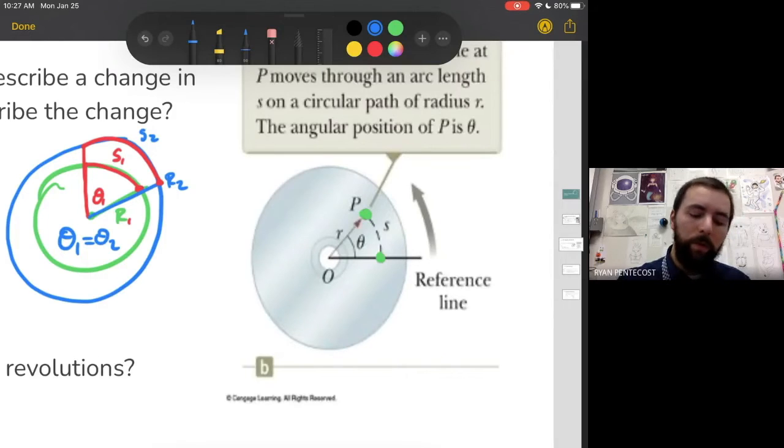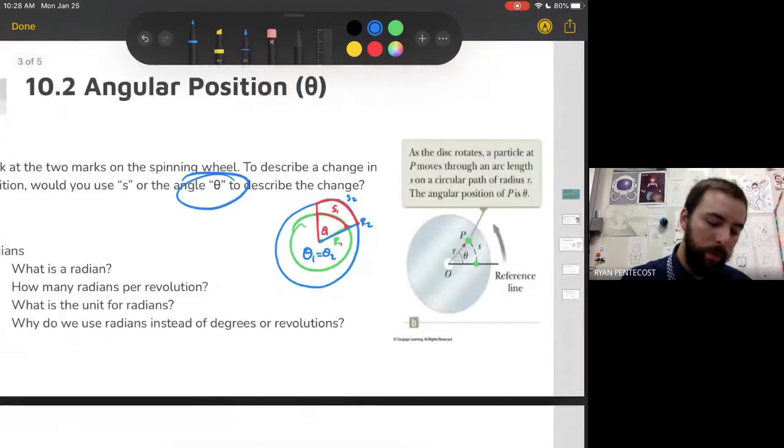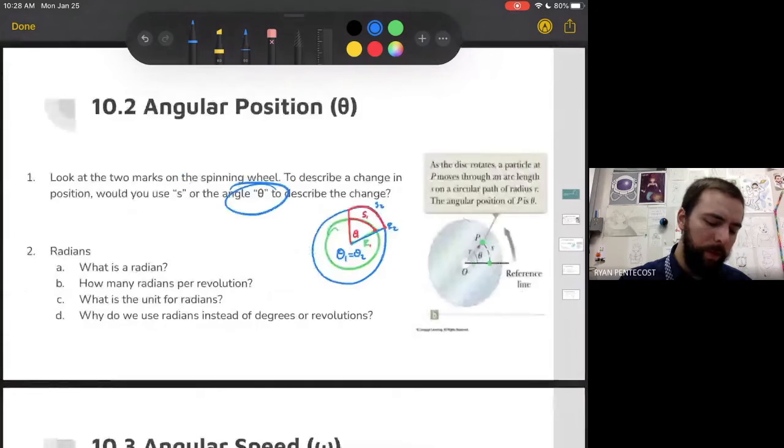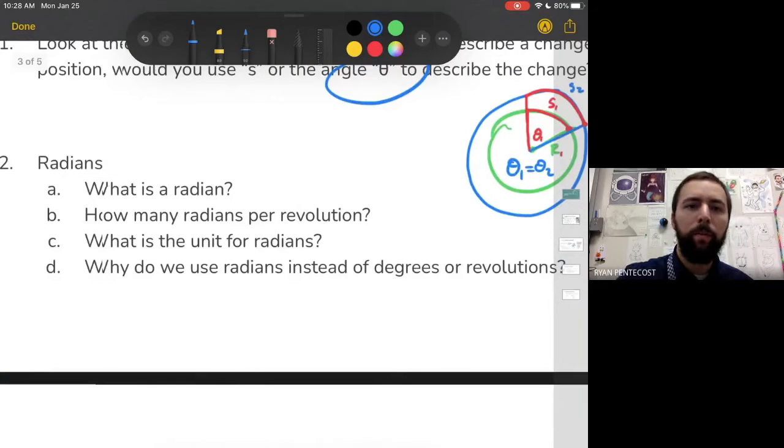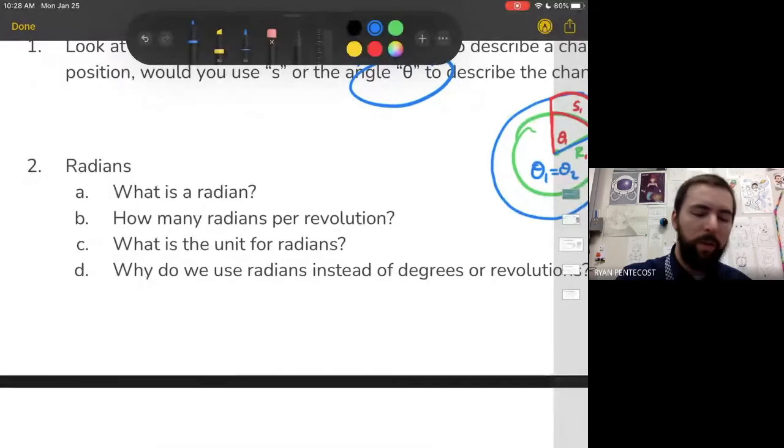So if you use arc length to measure angular position, it's going to rely on the radius of the circle. But if you use theta, it doesn't matter what the size of your disk or your rotating object is, the radius doesn't matter at all. If you use theta, your math is going to be consistent for every object, regardless of its radius. So that's why we will use theta to measure angular position. Now let's talk about what you measure that position in. We're going to measure that in radians.